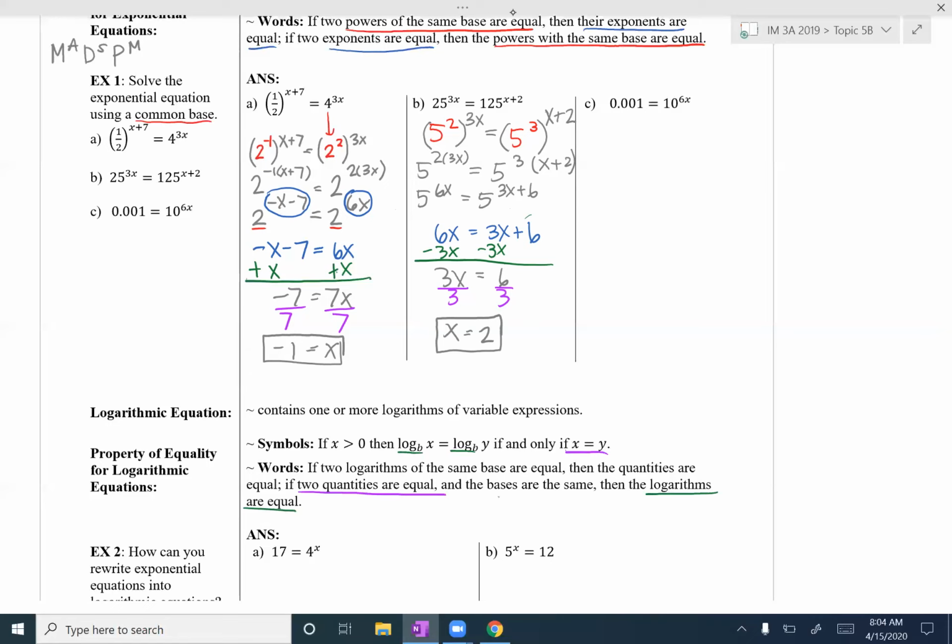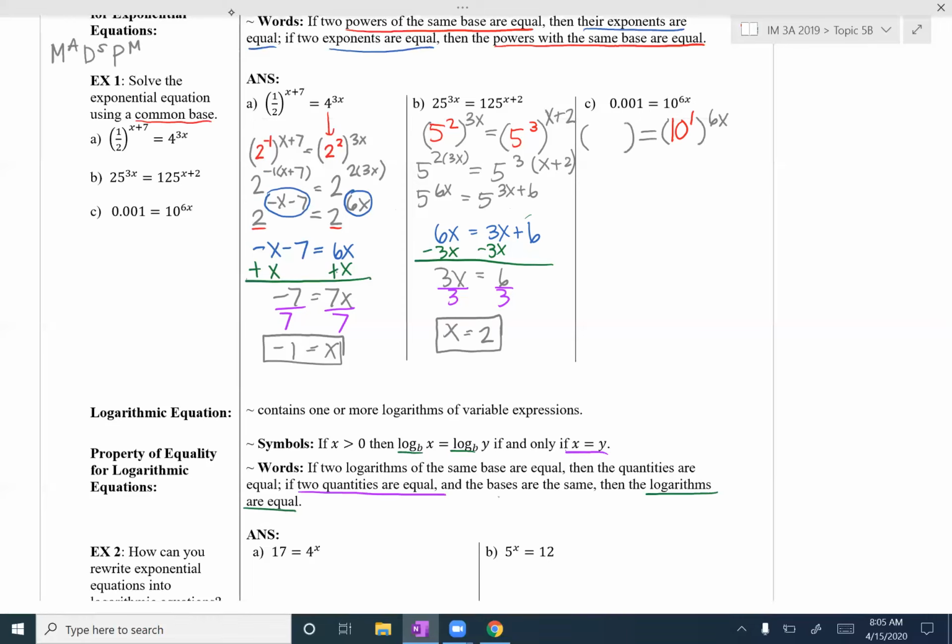And then for the last one, we've got 0.001 equals 10 to the 6x power. So for this one, thing to note is that 10 is not a power of something else. So I can only think about 10 as 10 to the 1st power. That tells me that I must be able to think of 0.001 as 10 to some other power.